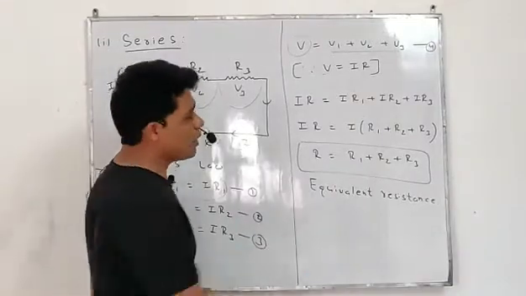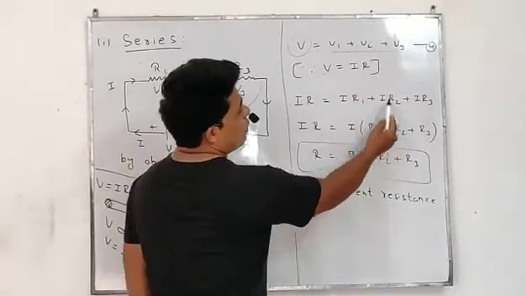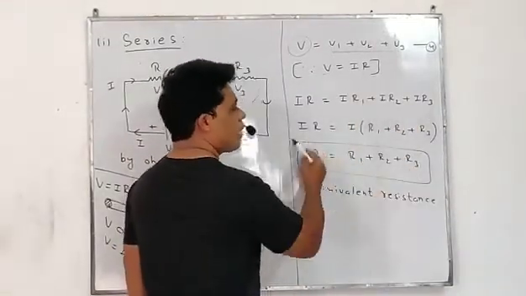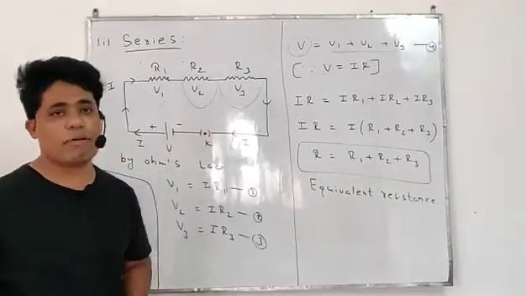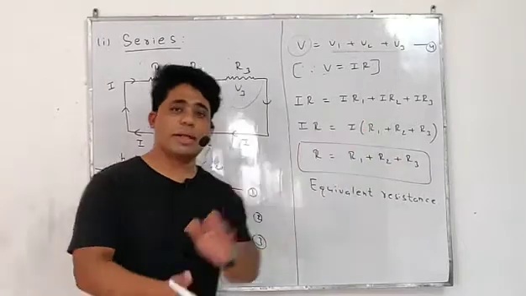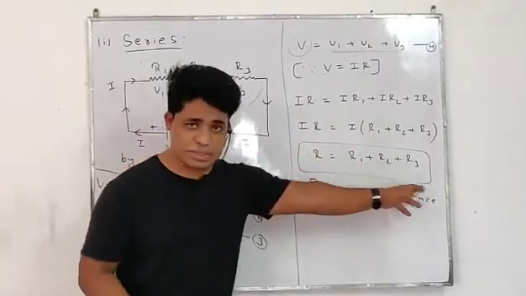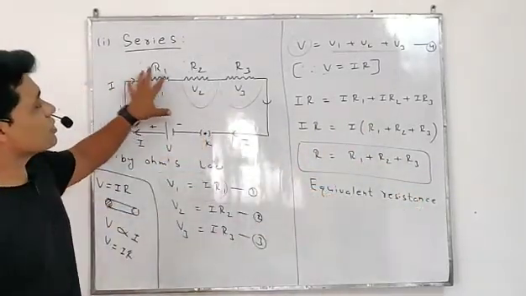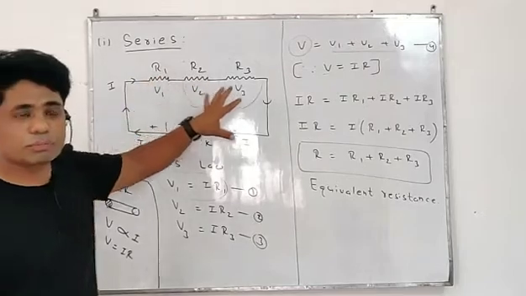It is quite simple. We'll take I common, so I times R1 plus R2 plus R3. The I on both sides cancels out, and finally we get R equals R1 plus R2 plus R3. That is said to be the equivalent resistance when resistors are connected in series. Okay, students?